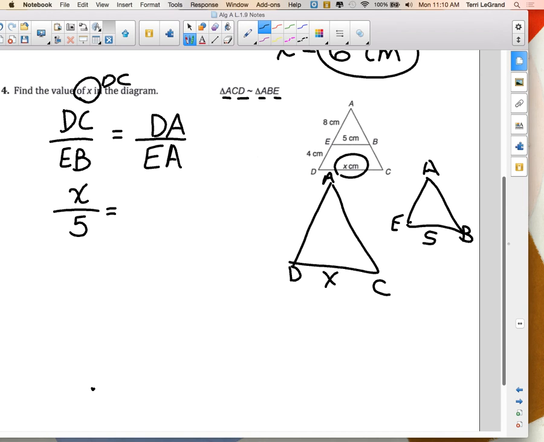12. Where did you get 12? I don't see a 12 in the picture, Preston. Because you add the 8 and the 4. Oh yeah, these have to be added together to show how long that whole side is of that bigger triangle. Good job, Preston. So 12 over, how long is side AE or EA? It's 8. Now this is 8. So there's our proportion. Now we can solve it.